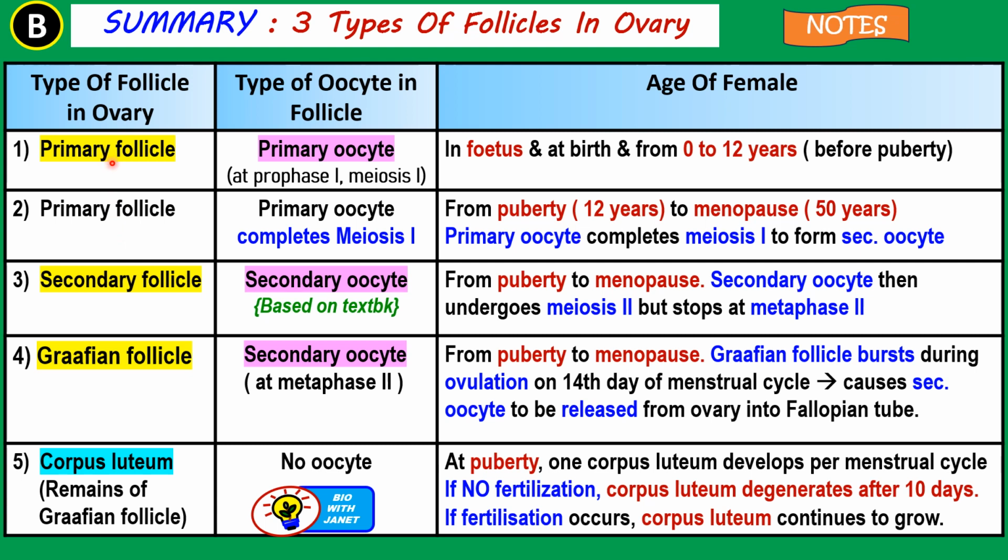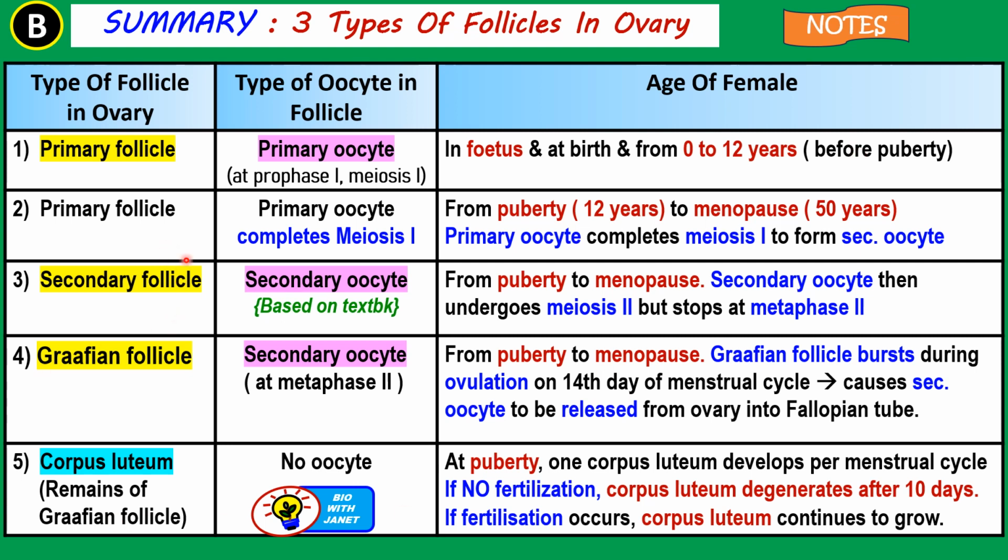Let's start with the primary follicle. The primary follicle in the ovary contains the primary oocyte, which has stopped at the prophase 1 stage of meiosis 1. So this primary follicle is formed in the female fetus while it is in the mother's uterus. And at birth, the baby girl will have many of these primary follicles that contain primary oocytes. So this stage will last for about 12 years until puberty is attained.